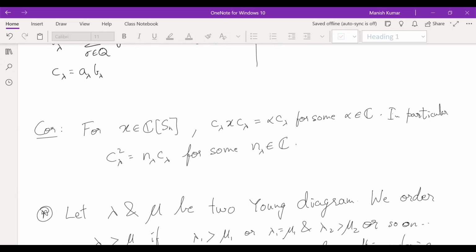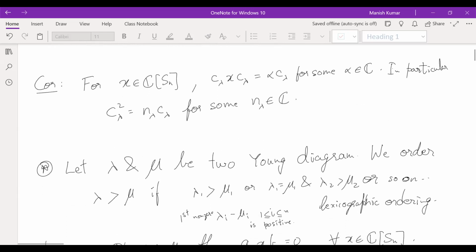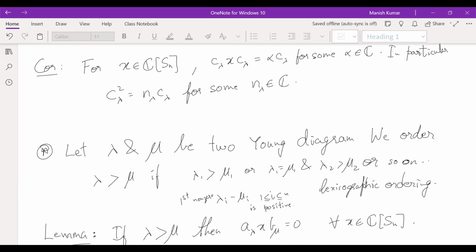And so in particular, this tells you that C lambda squared is going to be a scalar times C lambda. In fact, we'll see that this n lambda is non-zero, some number n lambda. It's actually an integer, but that is a little more difficult to prove. Nevertheless, that it's a non-zero complex number is not going to be difficult.